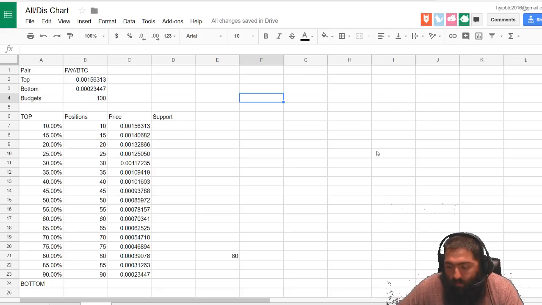A position is always 0.001. It does not matter the price of the dollar. It's 0.001 BTC.